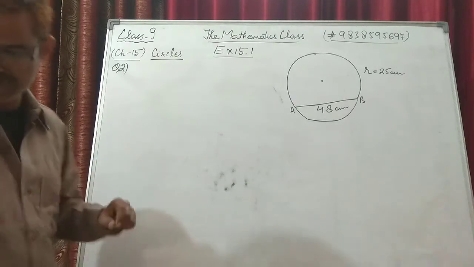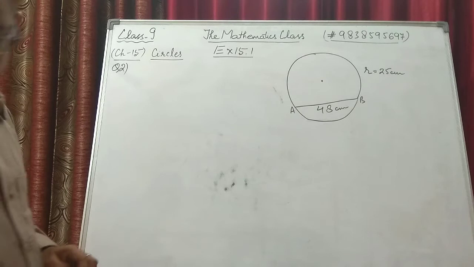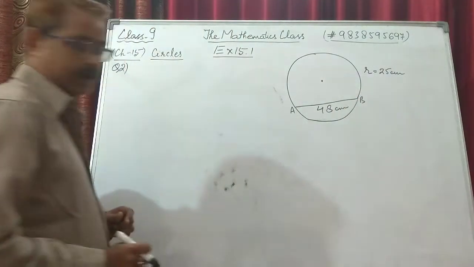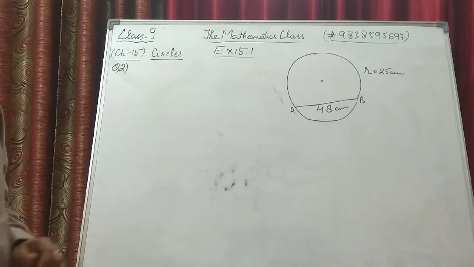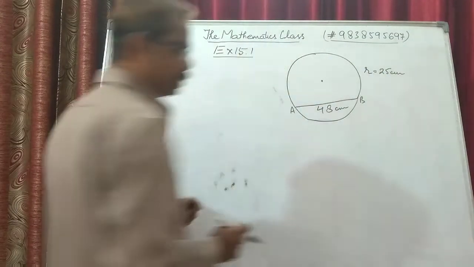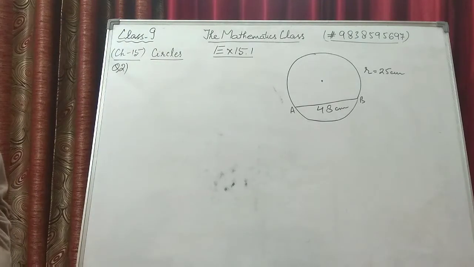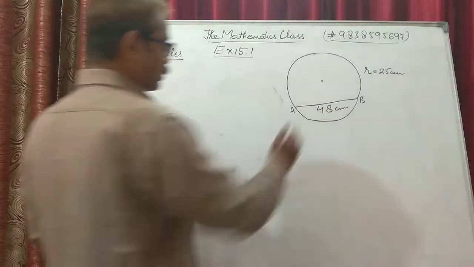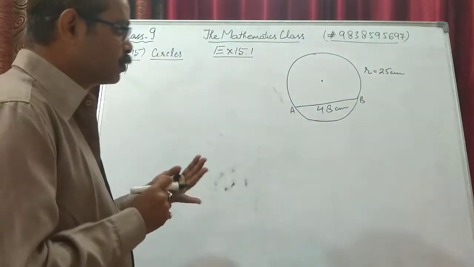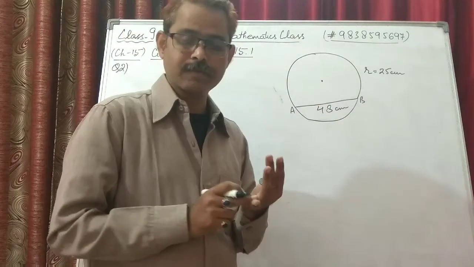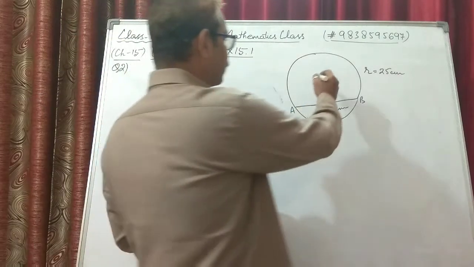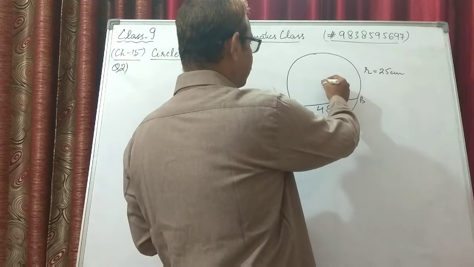Now the question says a chord of length 48 centimeters. So I have drawn a chord that is 48 centimeter in a circle of radius 25 centimeter. This is a circle whose radius is 25 centimeter. Then they say calculate its distance from the center. Means this distance you have to calculate. So when we are going to calculate the distance of the chord from the center, it means we have to draw perpendicular. Distance means always perpendicular distance.